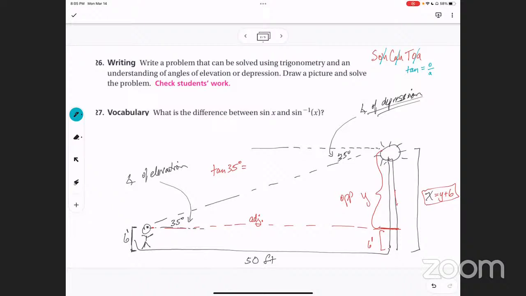Y over adjacent, I guess. And what's the adjacent again? 50. Okay. Good, you got it. 50. So that means Y equals what? Y equals 50 times the tangent of 35.